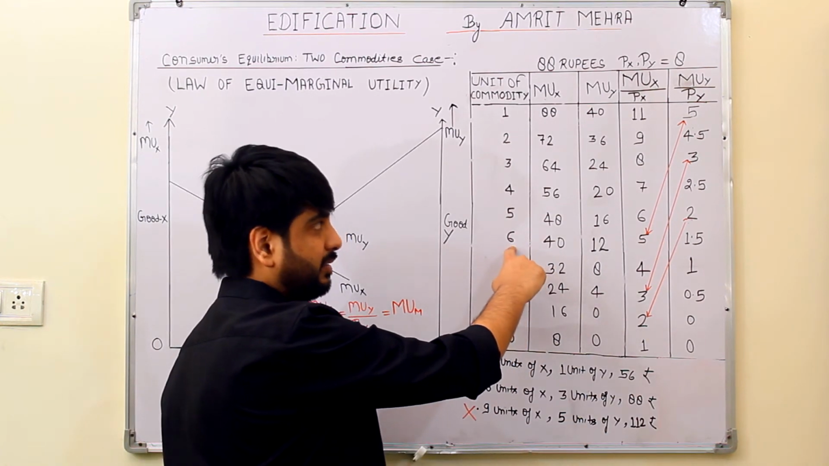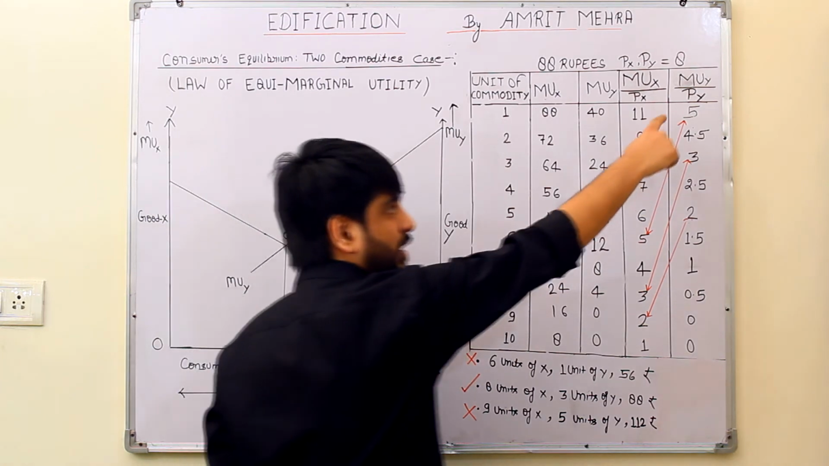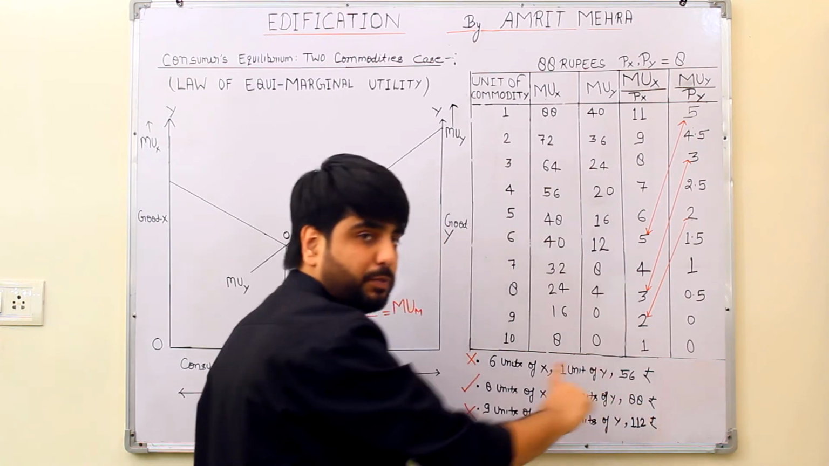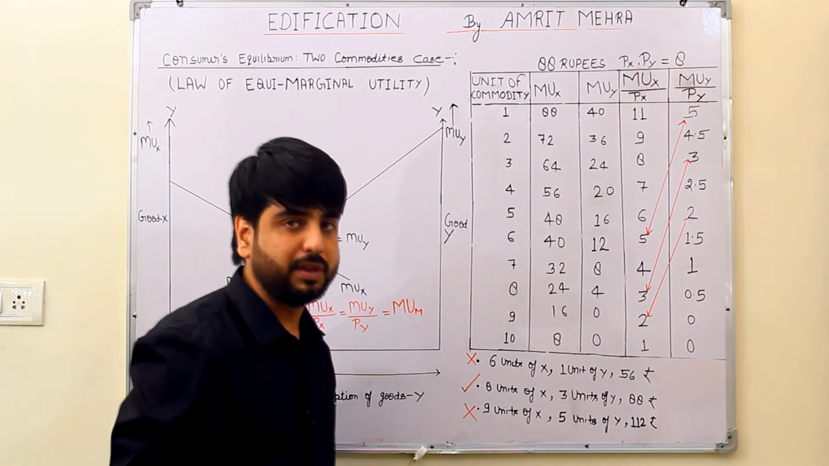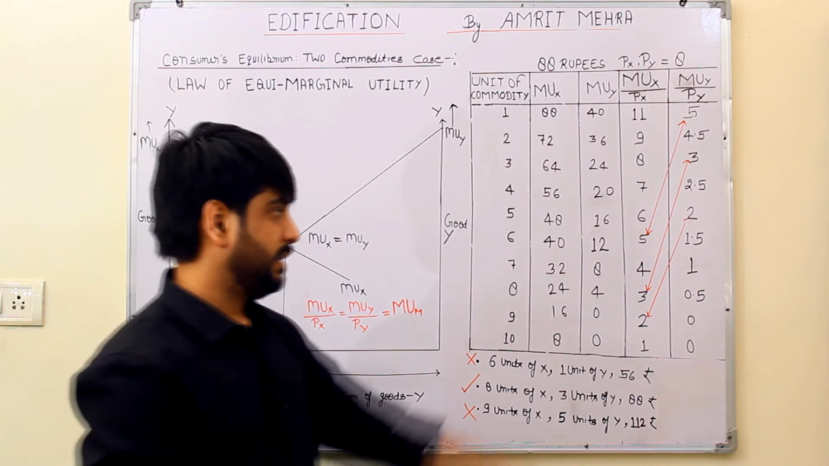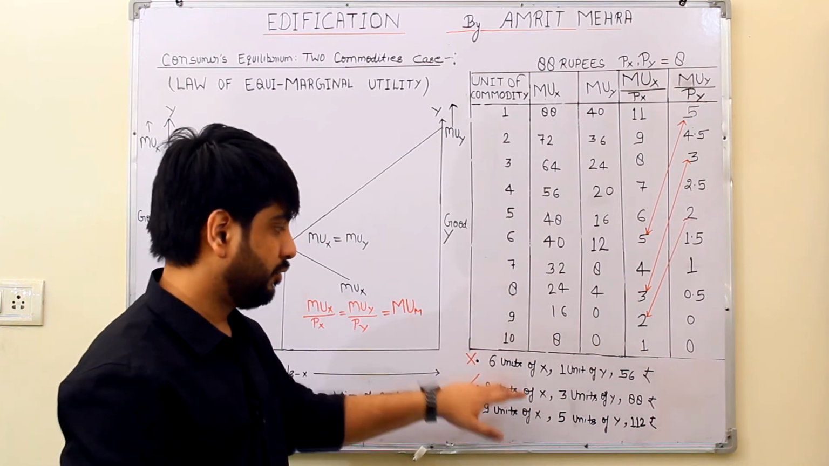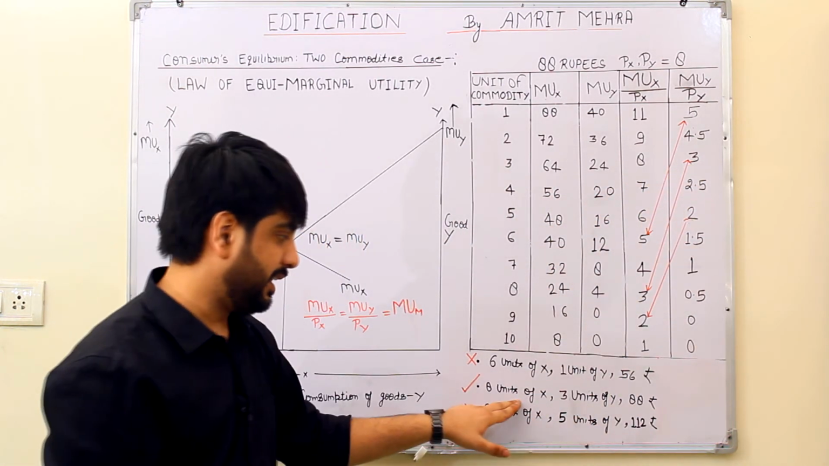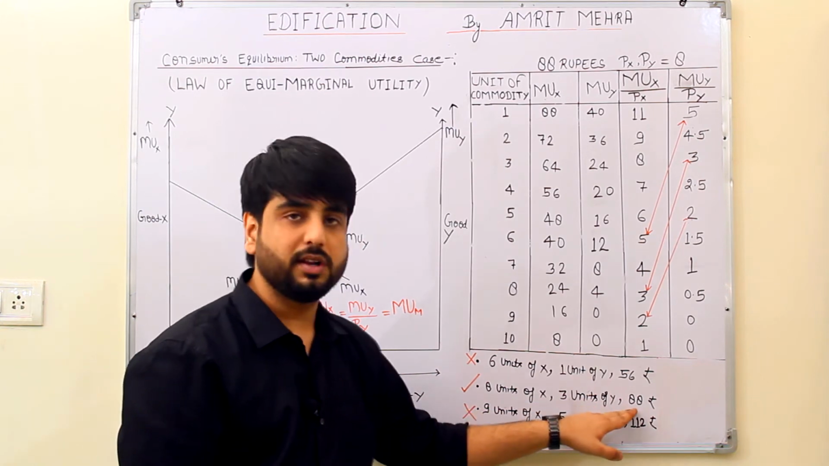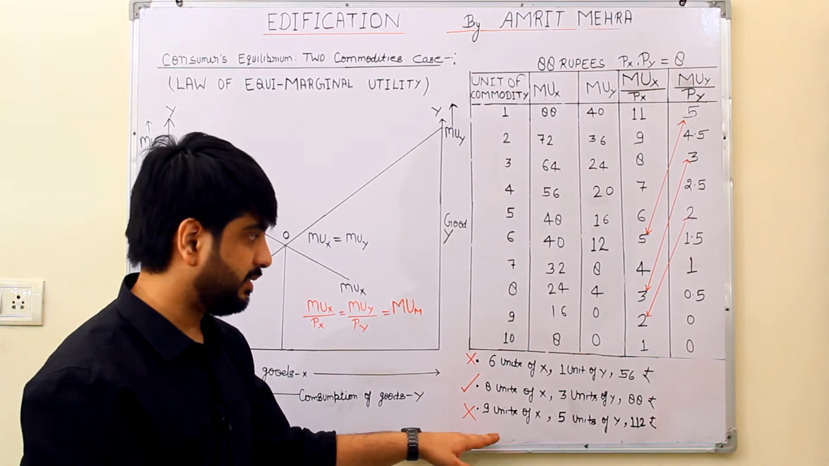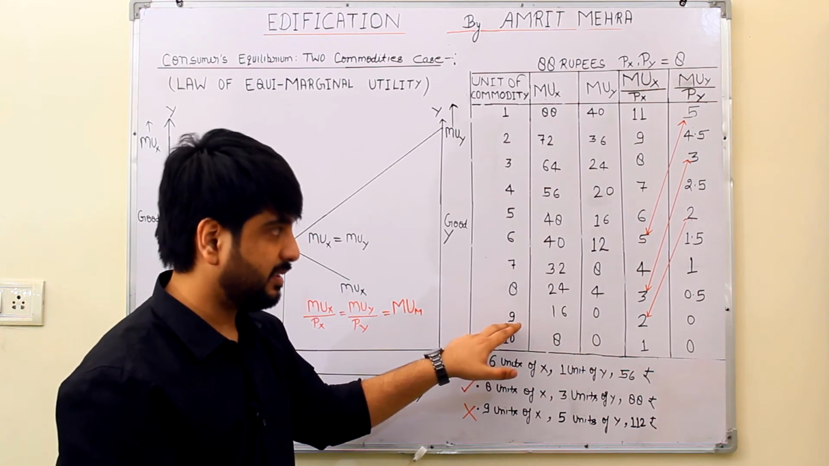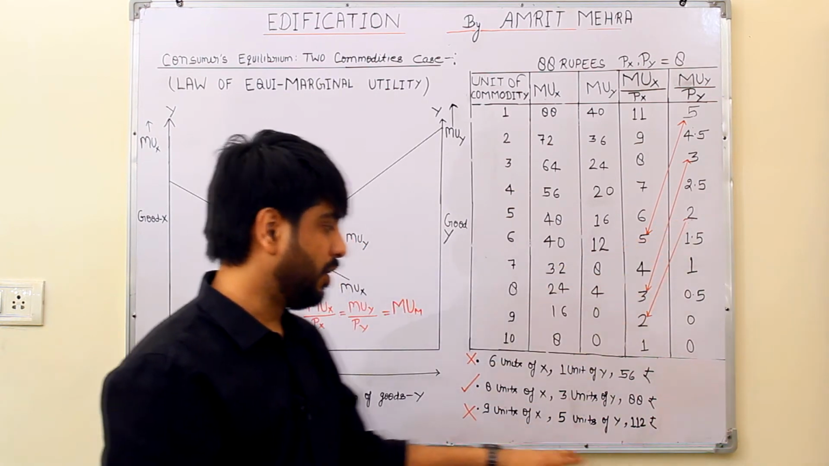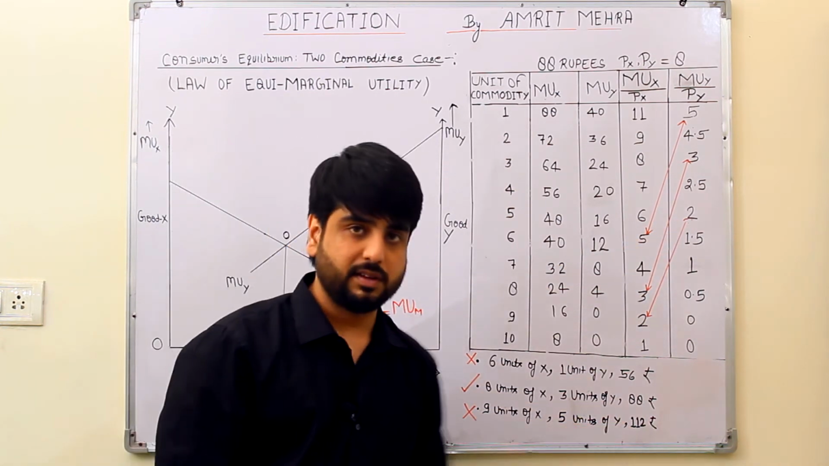At 6 units of commodity X and 1 unit of commodity Y, we are spending overall 56 rupees, considering that the price is 8 rupees per unit. This 3 is in front of 8, so 8 units of X and 3 units of Y, we are spending overall 88 rupees. Third case, 9 units of X and 5 units of Y. Overall, we are spending 112 rupees.